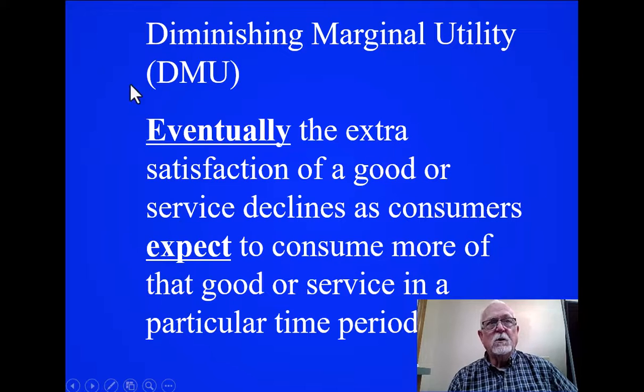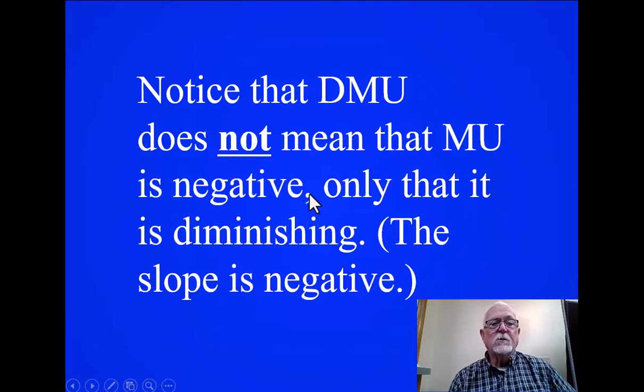Now, diminishing marginal utility is critical. You understand that that doesn't mean that purchasing your second plane in this example is going to be less additional satisfaction than the first, but at some point that's going to happen. So eventually, the extra satisfaction of a good or service declines as consumers expect, it's before the fact, to consume more of that good or service in a particular time period. Again, DMU, diminishing marginal utility, does not mean that MU, marginal utility, is negative, only that it's diminishing. That's the same thing as saying the slope is negative.